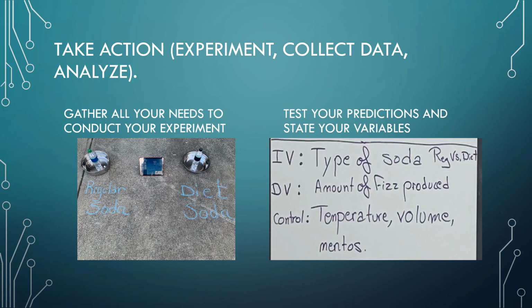My independent variable is the type of soda. I'm going to be using regular, and I'm going to be using diet. So I'm going to be monitoring the regular, monitoring the diet. And my dependent variable is how much, or this is what I'm testing. This is what I'm looking for, the amount of fizz produced by these two. And like I said, we've already mentioned the control.